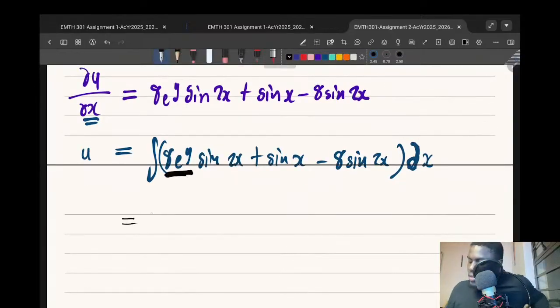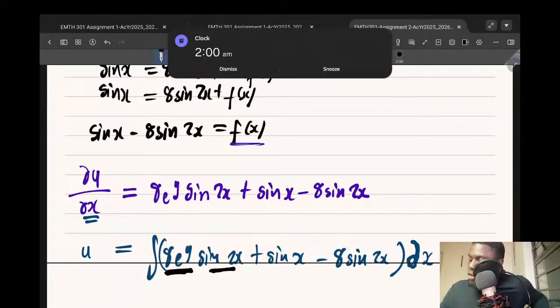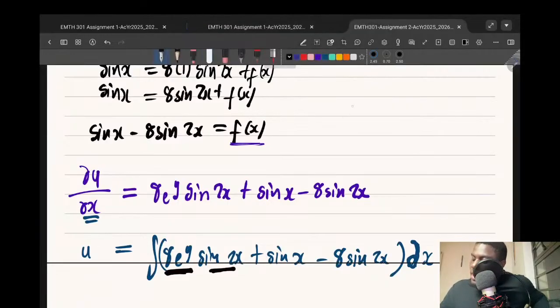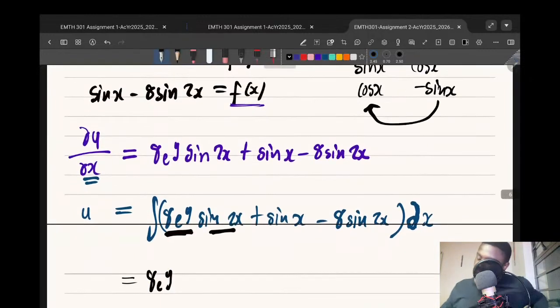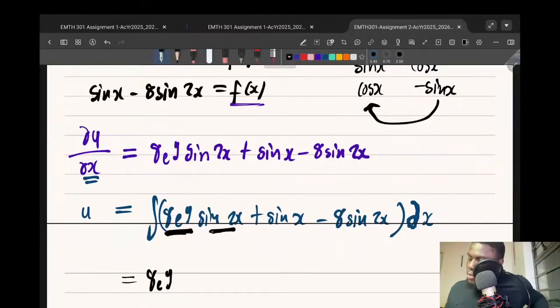In here we treat this as a constant, so you have 8e to the y. Then we integrate sine 2x. If you want to integrate sine and cos, you should know the derivatives. The derivative of sine x is cos x. The derivative of cos x is negative sine x. So I'm integrating, which means I'm going backwards. So integral of sine gives me cos if it is negative sine. But here it is positive sine, so it will give you negative cos. So it's negative cos 2x.